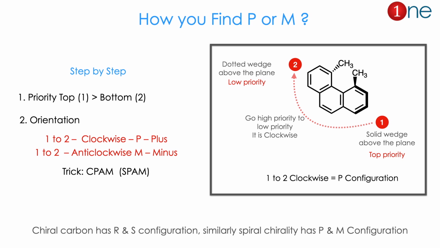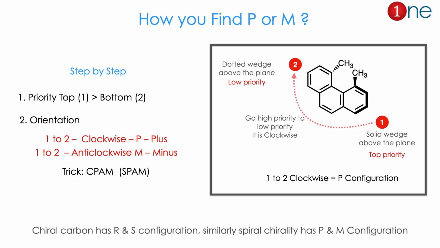Here I have given a structure as an example. The thicker line indicates above the plane and the dotted line indicates below the plane. So if you go from the higher priority to the lower priority, 1 and 2, you have the clockwise configuration. That's why it's called P. So this is the way you have to find it. If it goes anti-clockwise, it is M, but here it is P.